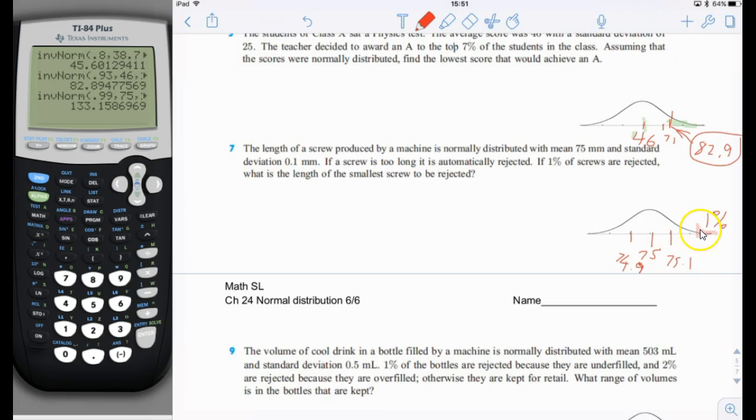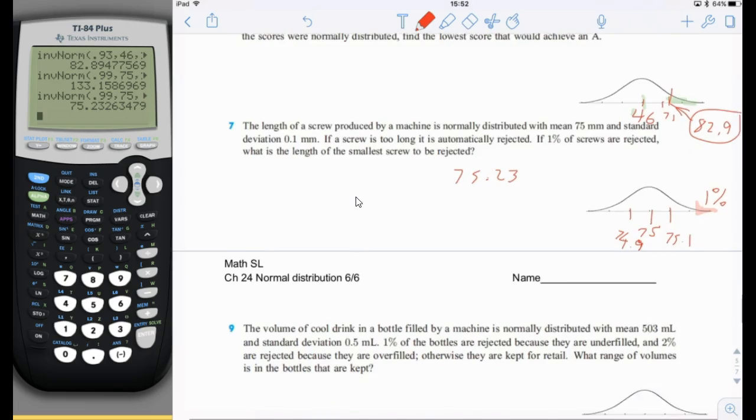But this calculator, if we give it 0.01, it's going to think that the 0.01 is the left side of the marker K. So we need to give it 0.99 so that it rightly knows that we're talking about this K up here, not the K down here. So we're going to put 0.99 into it. Second distribution, inverse normal, 0.99, 75, and the standard deviation is 0.1. And it gives us 75.23. Okay? So what is the length of the smallest screw to be rejected? 75.23.